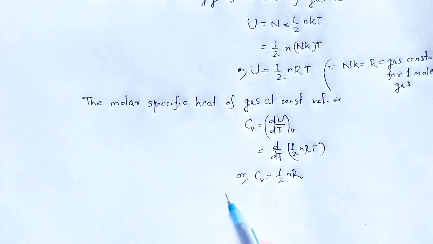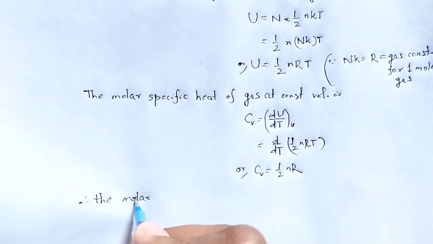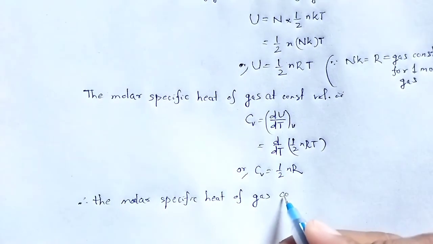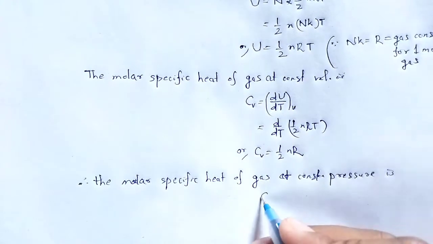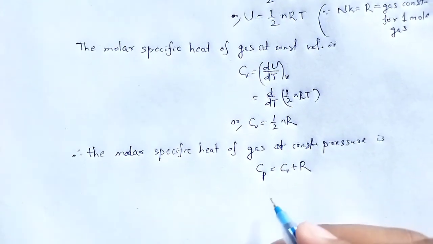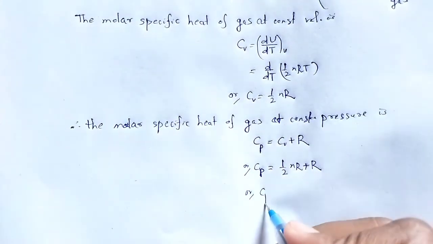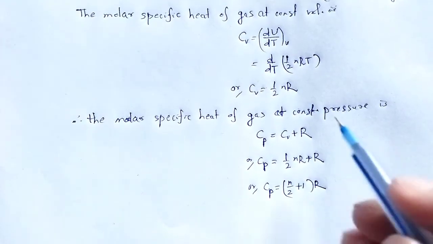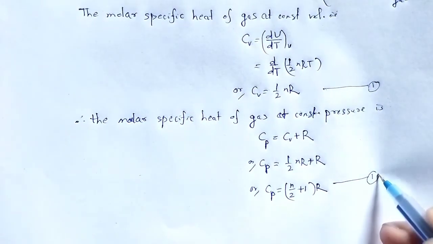Now, the molar specific heat of gas at constant pressure is Cp. As you know, Cp minus Cv is equal to R, so Cp is equal to Cv plus R. Therefore, Cp is equal to half nR plus R, that is Cp is equal to (n by 2 plus 1) R, taking R as common. So Cv is equal to half nR, and Cp is equal to (n by 2 plus 1) R.